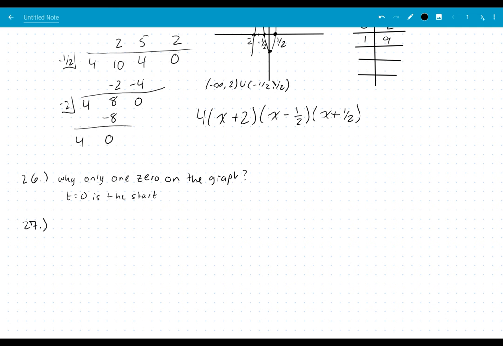Model with mathematics. The height of a rectangular storage box is less than both its length and width. The function f(x) = x^3 + 2x^2 - 3x represents the volume of the rectangular box, where x represents the width of the box in feet. Find the factored form of f(x).